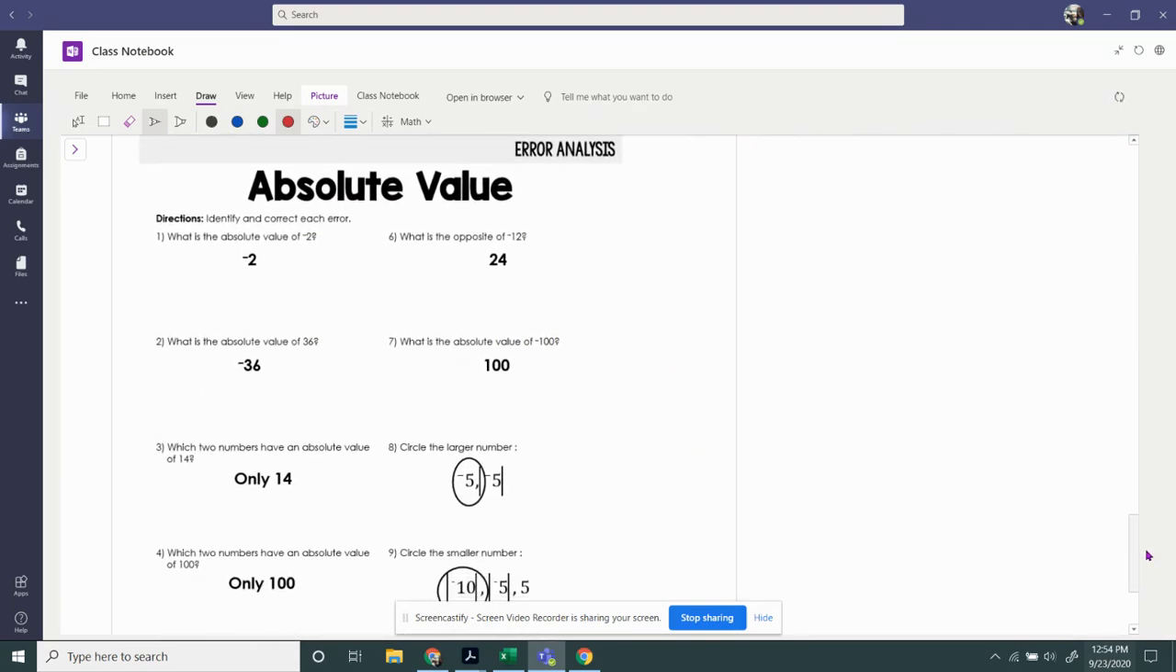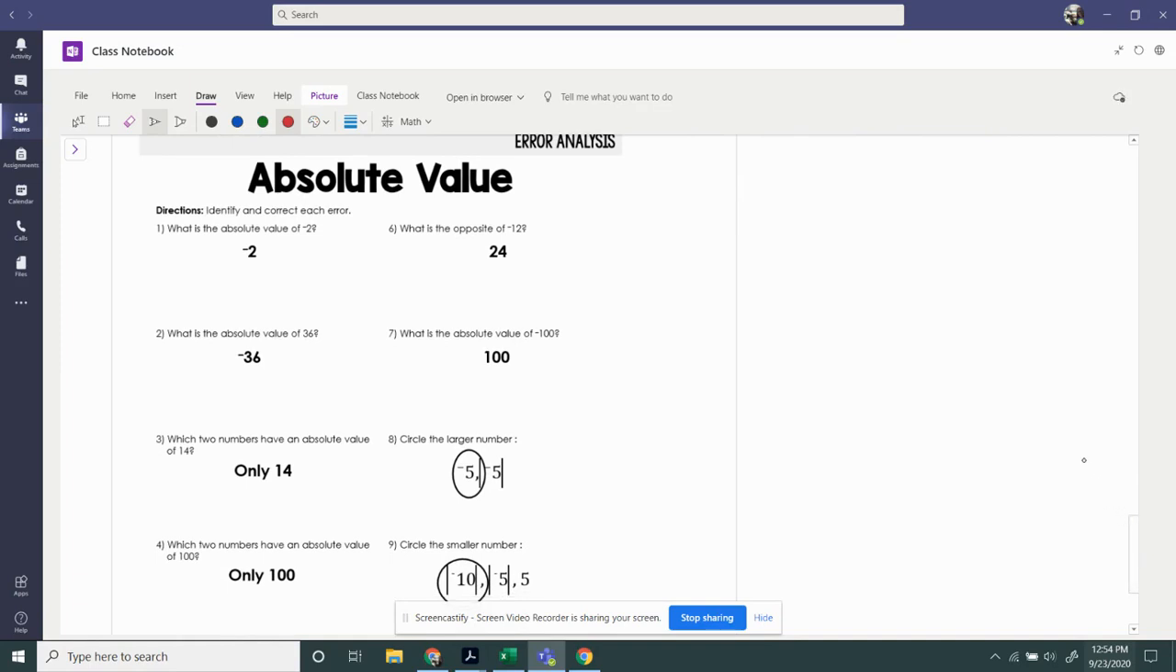Now we have some error analysis. We want you to identify and correct each error. So the question was, what is the absolute value of negative 2? Absolute value can never be negative. The absolute value of negative 2 is 2. What is the absolute value of 36? It cannot be negative. The absolute value of 36 is 36.